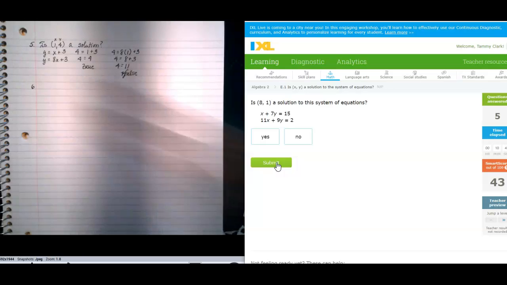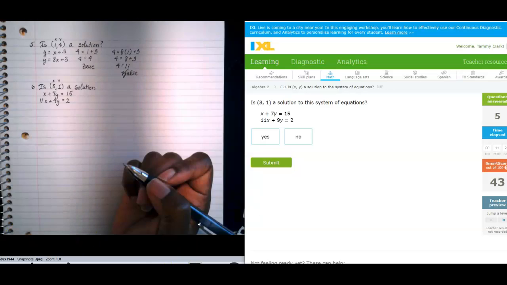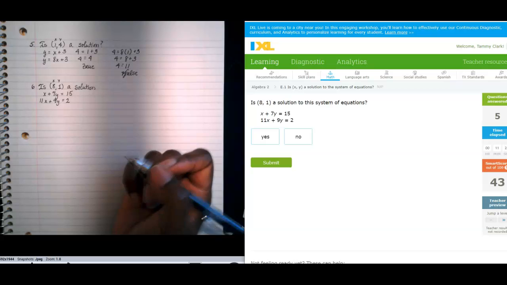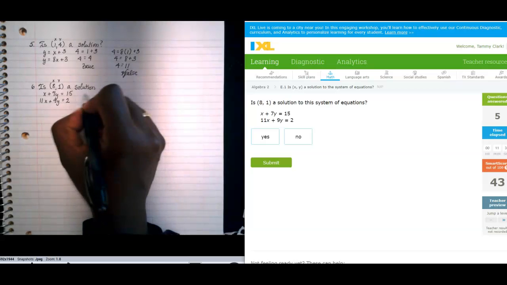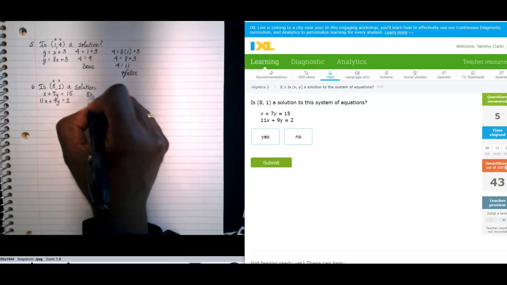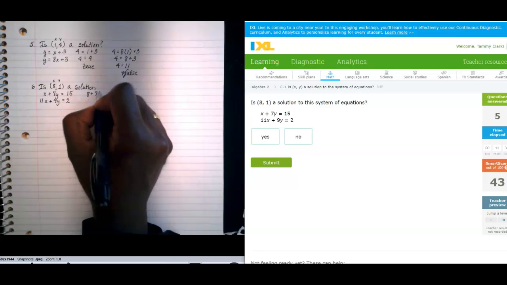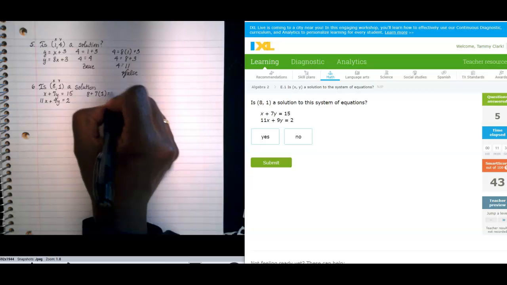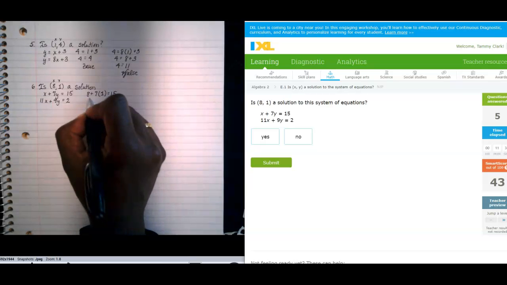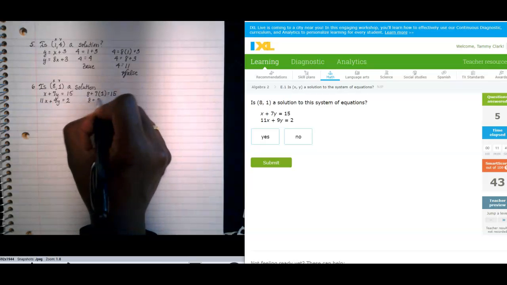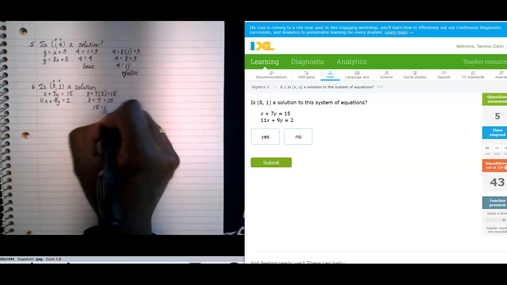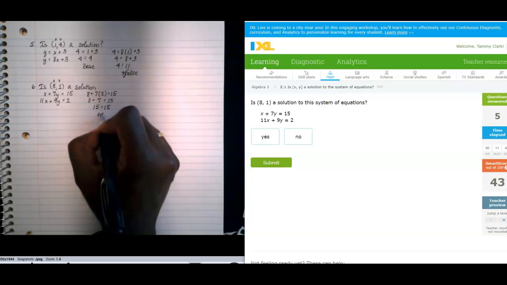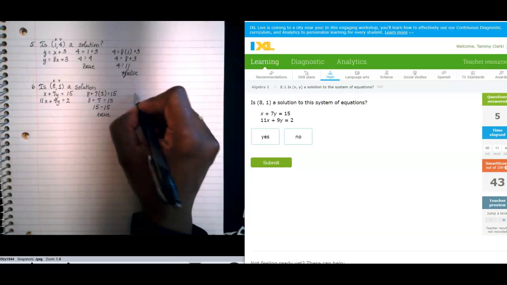We've got number 6. Our next question says, is ordered pair (8, 1) a solution? So we've got 8 plus 7 multiplied by 1 is equal to 15. 8 plus 7 times 1 is 7, equal to 15. Is 15 equal to 15? Yes, that's true.